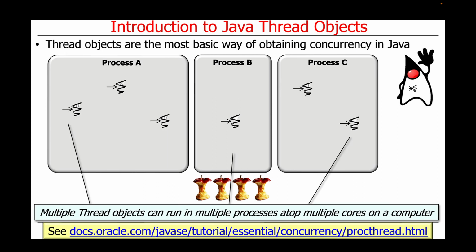Multiple thread objects can run in multiple processes atop multiple cores on a computer. For example, here we see process A, which has 3 thread objects, process B, which just has 1, and process C, which has 2. Note the focus here is on threads running within a given computer. We can start thinking about broader ranges of computation involving multiple processes and multiple threads across multiple computers, but that gets us into a different topic area, which would be served by other courses on topics like scalable microservices.